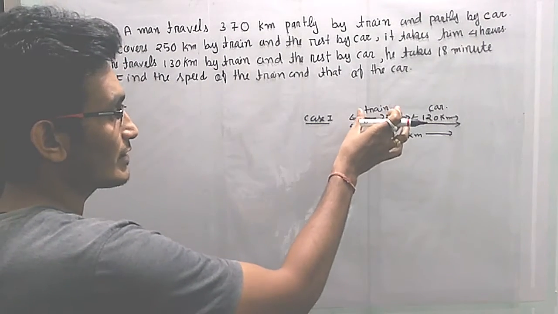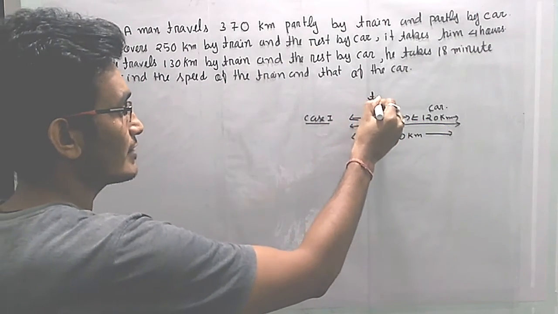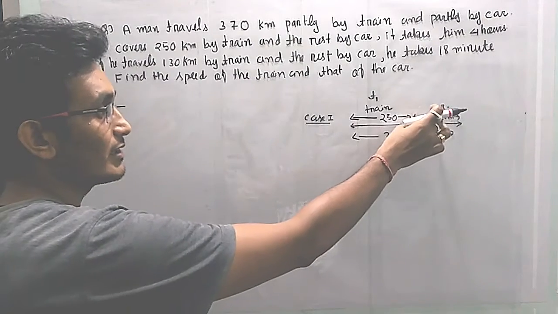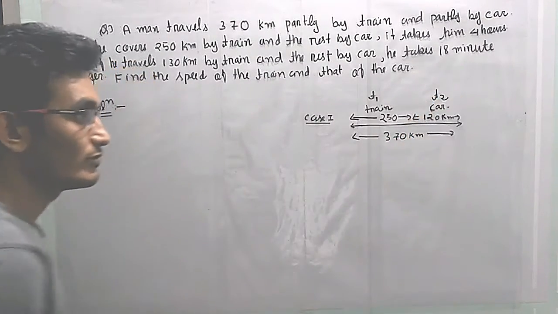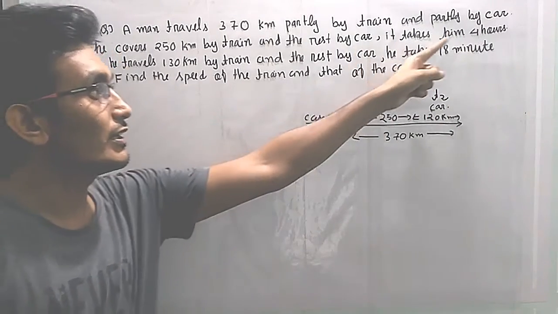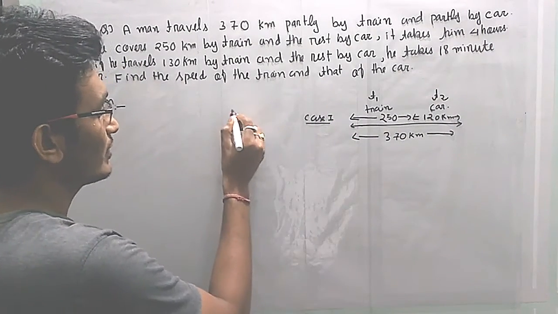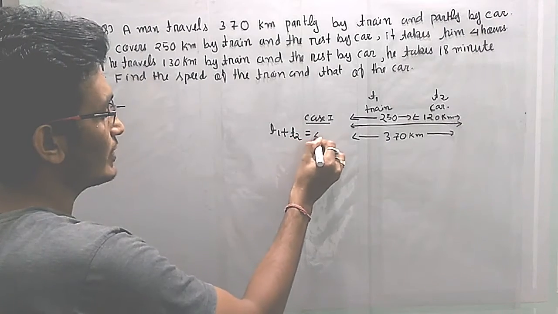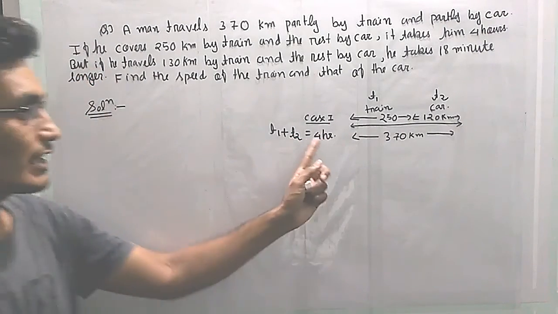Suppose the time taken by the train to travel 250 km is T1 and the time taken by the car to travel 120 km is T2. According to the question, the total time taken is 4 hours. That means in case 1, T1 plus T2 is equal to 4 hours.